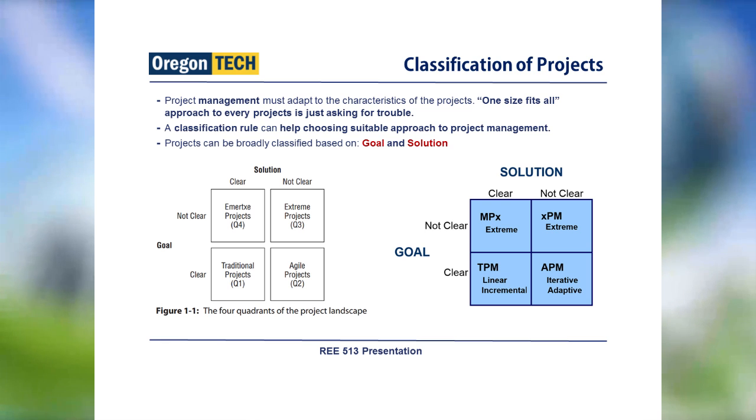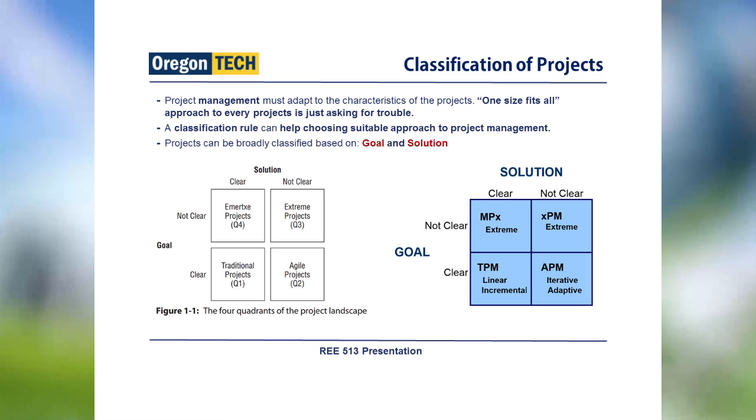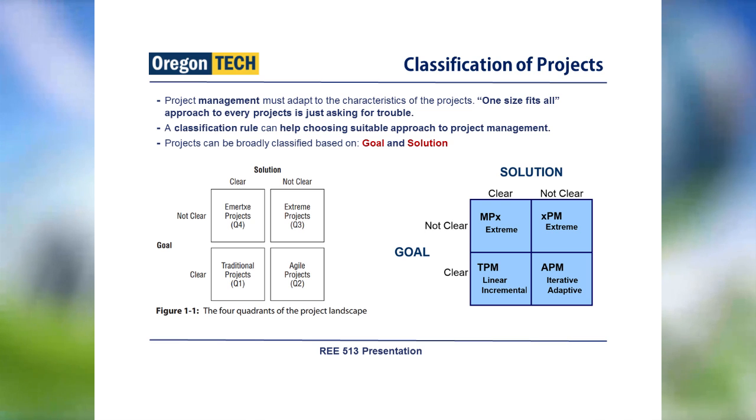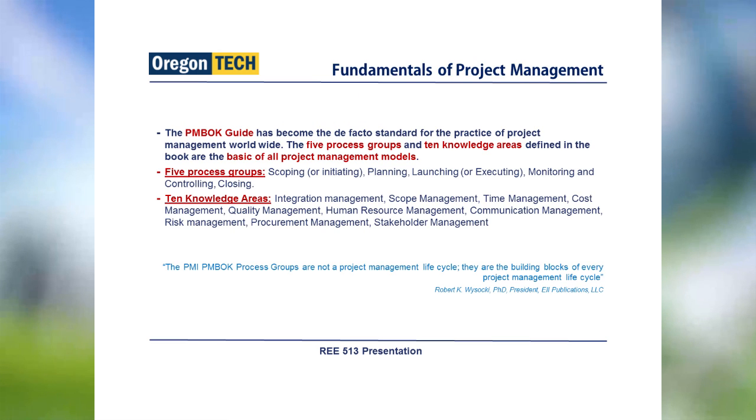And in Q4, the MRC project has a solution but doesn't have a goal. That means you have a new great technology and you are looking for an application for that technology. In Q3, the Extreme project, both the solution and goal are not clear. So this is kind of a research project.